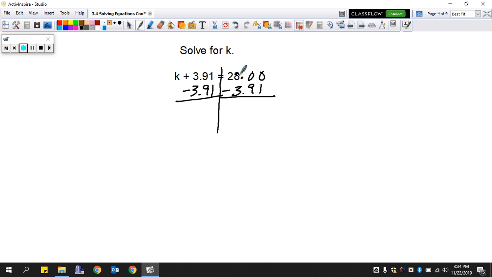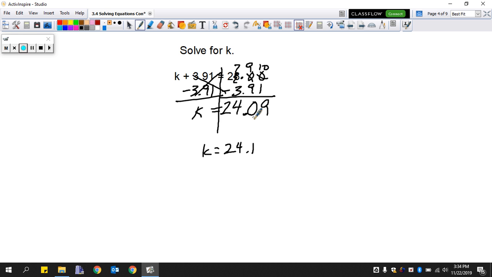Okay, borrow from the 8, it becomes a 7, the 0 becomes a 9, the 0 becomes a 10. 10 minus 1 is 9, 9 minus 9 is 0, and 7 minus 3 is 4, and the 2 minus 0 is 2. So when this cancels out, we're left with k is equal to 24.09.